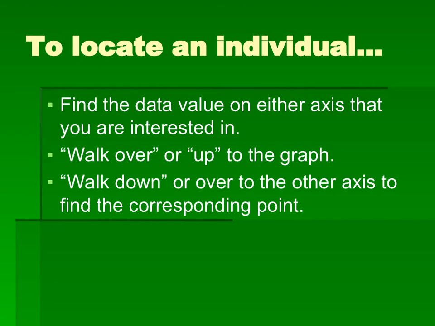As promised, reading these graphs is going to be more important than making them. So I'm going to go through how to locate an individual or locate a particular percentile, which is most likely what you'll do with these graphs. If we wanted to find where one particular data point fell, we would find that data value on either axis, and we would walk over or up to where the line falls. And then we would walk down or over to the other axis to find its corresponding point. I'll put a picture up in a second to go through that.